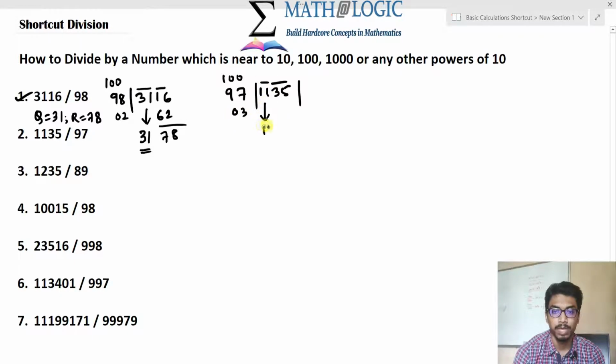Drop the first pair as it is. 11 multiplied by 3 is 33. 3 plus 5 it is 8. 3 plus 3 it is 6. So that means 68 is the remainder and 11 is the quotient.